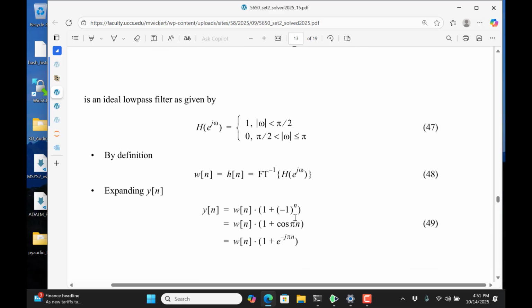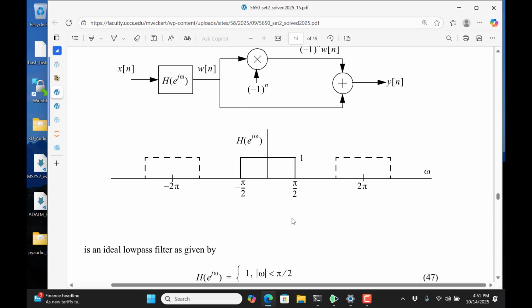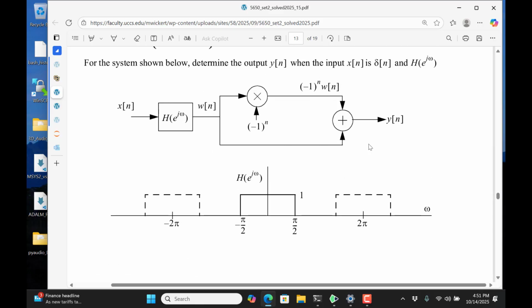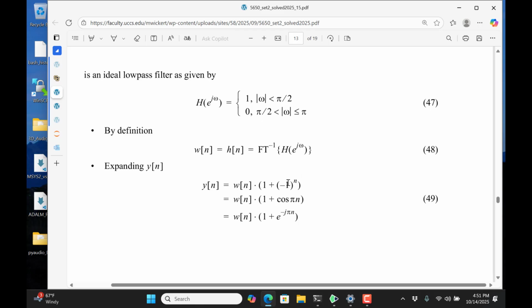So now I write out what is y of n going to be. y of n is going to be w of n times minus 1 to the n, which is the same as cosine of pi n, which is also the same as e to the minus j pi n, or plus j pi n. It would be the same difference.